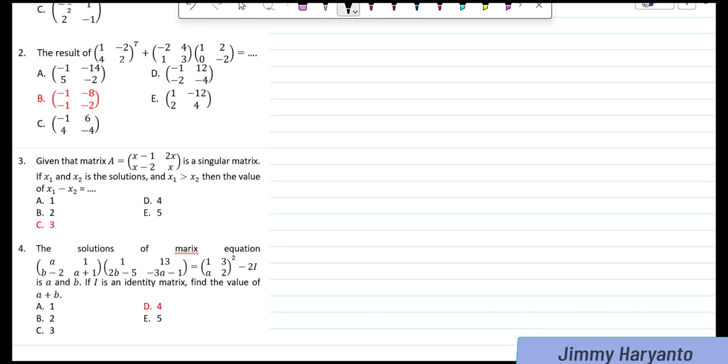Okay, let's continue to number 2. For number 2, we have transpose. To transpose, you have to swap the row and also the column. Take a look at this. You have 1, negative 2 horizontally. You will do it vertically right now. Okay, and then we have 4, 2 also horizontal. You will do it like vertical, like this.